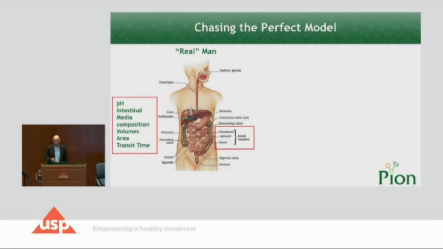How are we going to achieve this goal? So this is the real man. We'd like to get the main properties which would be affecting the absorption. And we're looking at the gastrointestinal tract, we look at the pH, intestinal media composition, volumes, area, transit time. These are all key characteristics. So we need to at least somehow gather those. And we're looking at the small intestine, duodenum, jejunum, ileum.